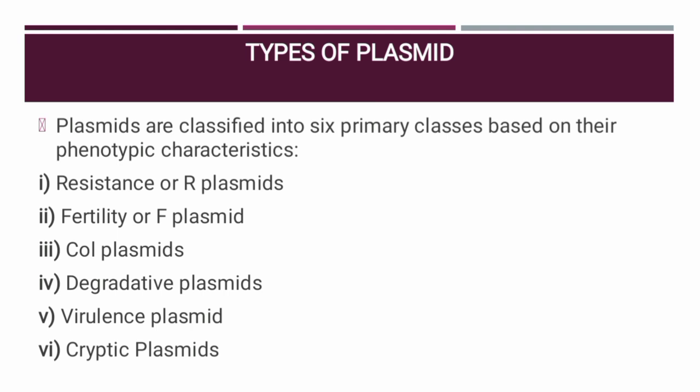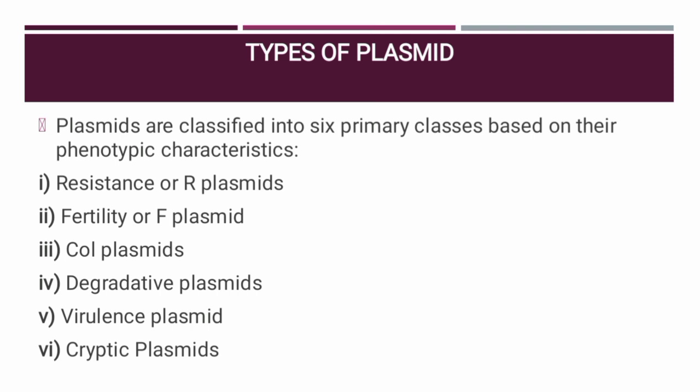The fourth one is degradative plasmids. These plasmids help the host bacteria break down substances including camphor, salicylic acid, xylene, etc., that are frequently not found in nature. Therefore, the genes for enzymes whose primary job is to break down particular substances are included in degradative plasmids. The fifth one is virulence plasmid.